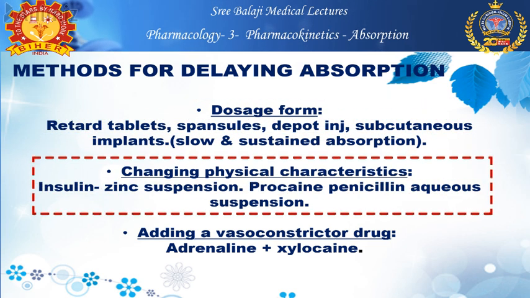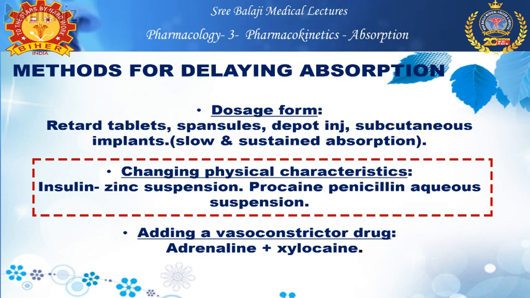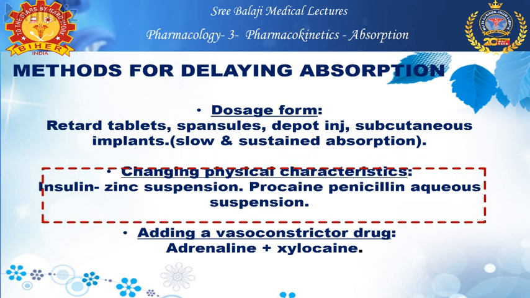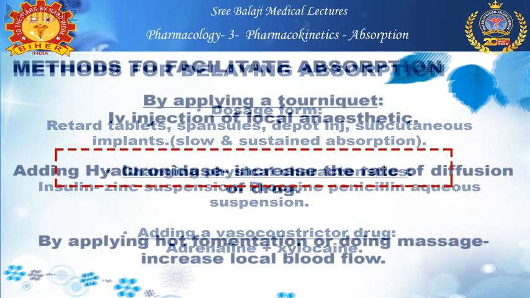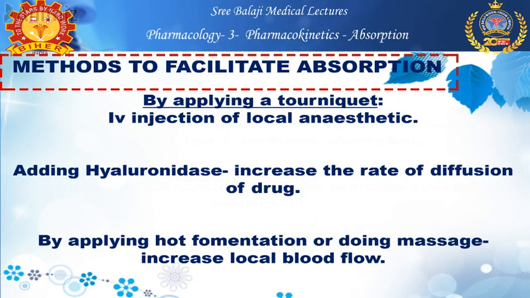Then changing the physical characteristics of a drug. When insulin is combined with zinc as suspension, we can modify that into a prolonged absorption insulin. With procaine penicillin aqueous suspension, the duration of action of the drug is prolonged. Then by adding a vasoconstrictor drug. While administering adrenaline with xylocaine, adrenaline is a potent vasoconstrictor and xylocaine is a local anesthetic. When you add these two drugs, what happens? The action of the local anesthetic, that is xylocaine, is prolonged.